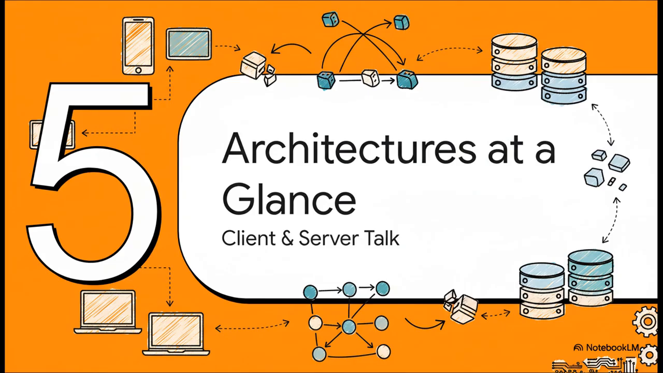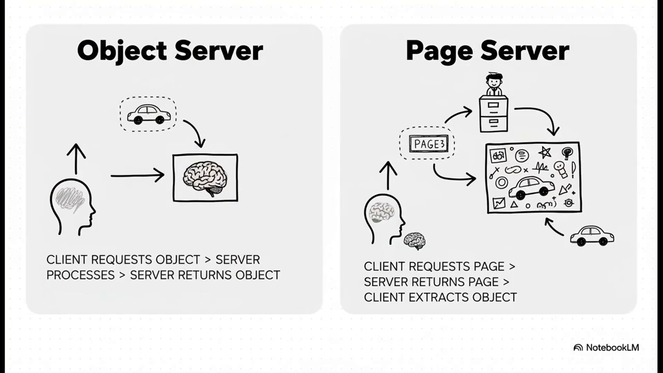All right, so you've fragmented your data. Now you need a system for your applications, the clients, to actually talk to the database servers. And this is where we get into the different architectural models. You've really got two main flavors here. In an object server model, the server is the smart one. The client asks for a specific object, and the server does all the hard work, finding it, putting it together, and sending a perfect, ready-to-use object back.